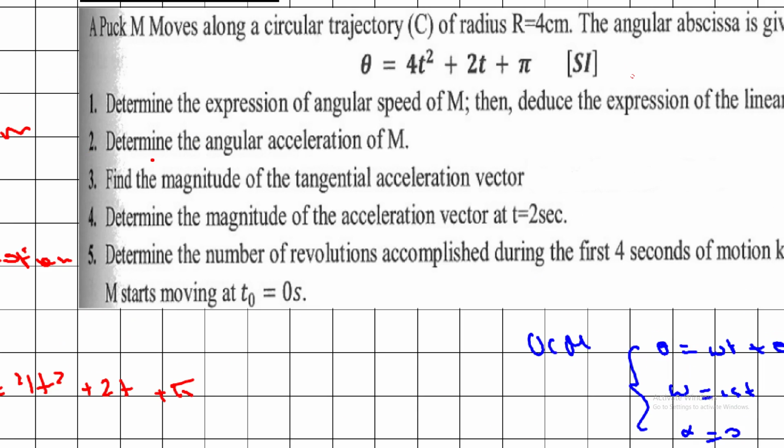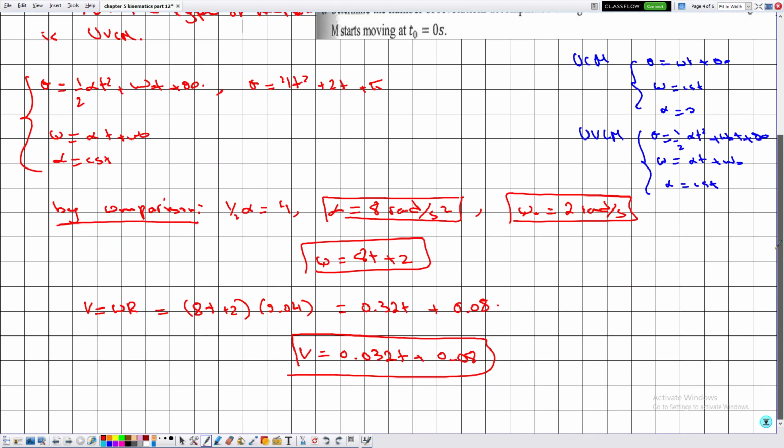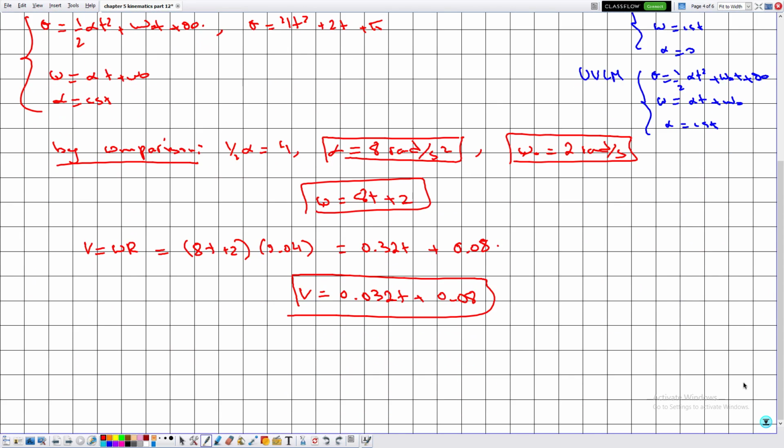Now in number 2, they are telling me to determine the angular acceleration of m. So this is already done. So the angular acceleration alpha is given by 8 radians per second squared. Okay.